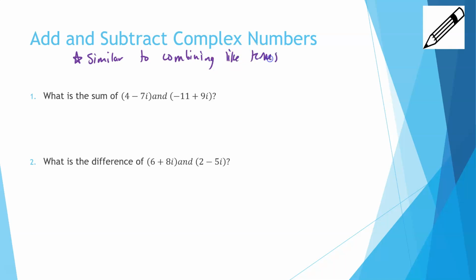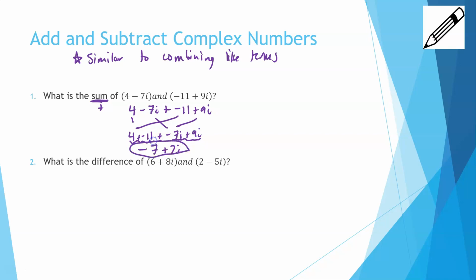You're going to add your real parts and add your imaginary parts. So if I ask you to find the sum, remember that's adding. So really I'm taking 4 minus 7i plus negative 11 plus 9i. If I'm adding, I can just get rid of those parentheses right away. But now I'm going to take the 4 plus negative 11 and then the plus negative 7i plus 9i. 4 minus 11 is negative 7. And negative 7i plus 9i is plus 2i.